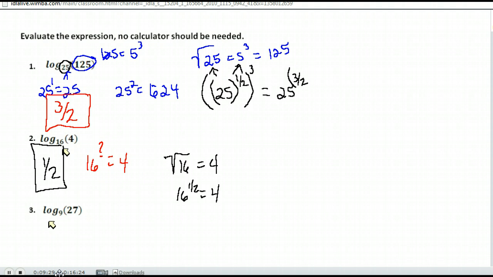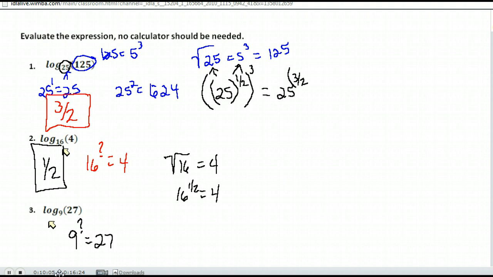Okay. Log base 9 of 27. So again, 9 to what power equals 27? Well, 9 to the 1st power is 9, and 9 squared is 81, jumps right over the top of 27, which tells us that we're going to have to do like we did on the first one on this page and maybe look for a different exponent. Well, let's see. 9 is a power of 3, and 27 is also a power of 3. So let's try to rewrite this.